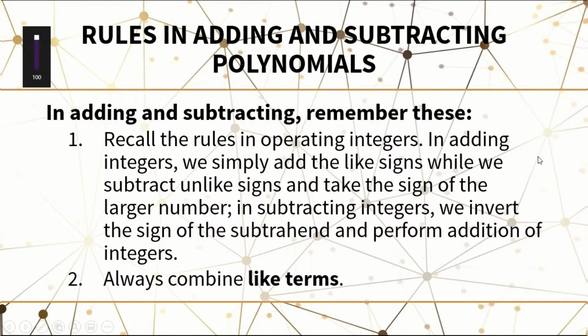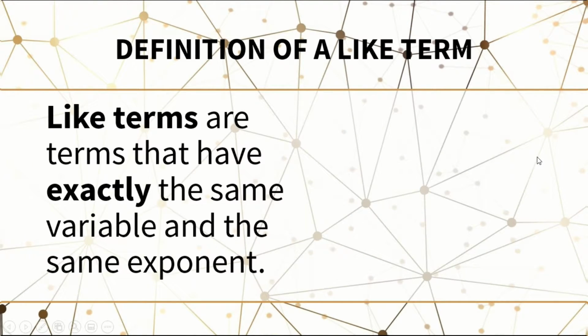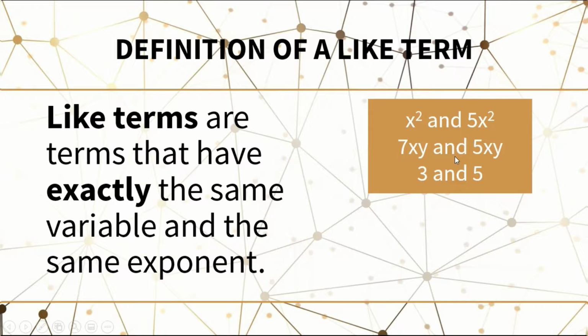Pero ano nga ba pag sinabi nating like terms? Like terms are terms that have exactly the same variable and the same exponent. Sorry po, maulan. Example of this are x squared and 5x squared. Like terms sila kasi pareha sila ng variable at pareha sila ng exponent.